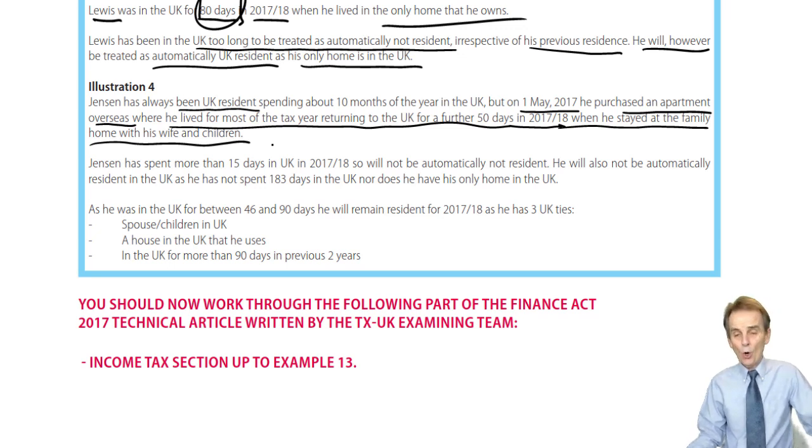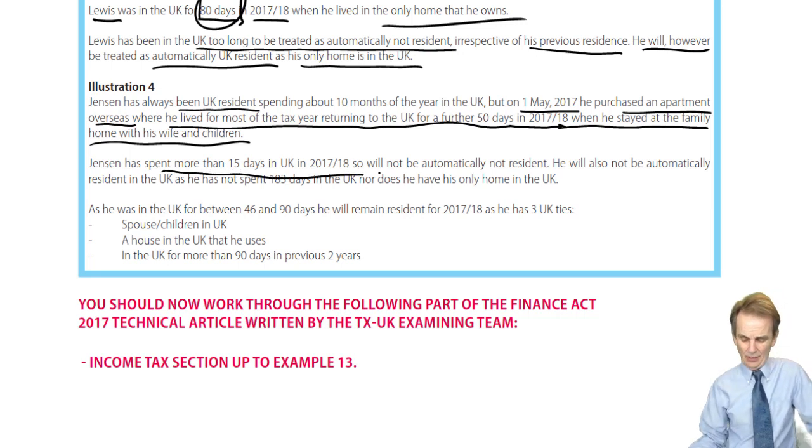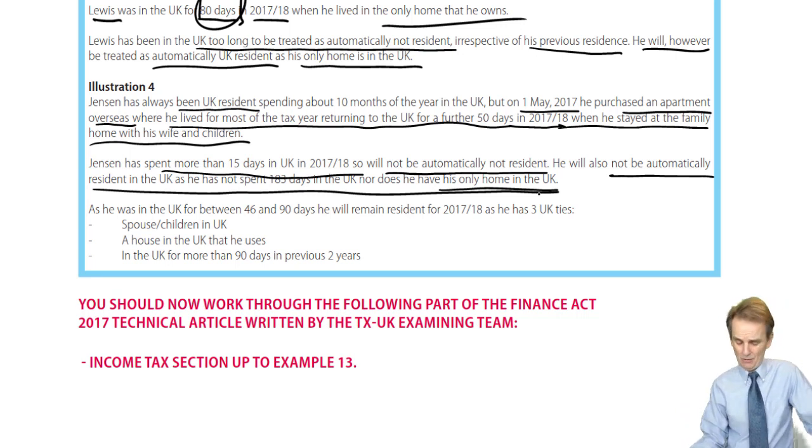Right. Was he automatically not UK resident? No. He was previously resident in the UK. He spent more than 15 days in the UK in our 17-18 tax year, so he won't be classified as automatically not resident. So will he be classified as automatically UK resident? Well, no, he won't be automatically UK resident, as he's not spent 183 days, nor does he have his only home in the UK. He's got the overseas apartment, of course, so it's not his only home in the UK.